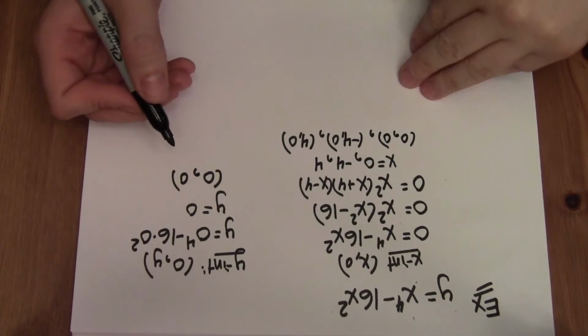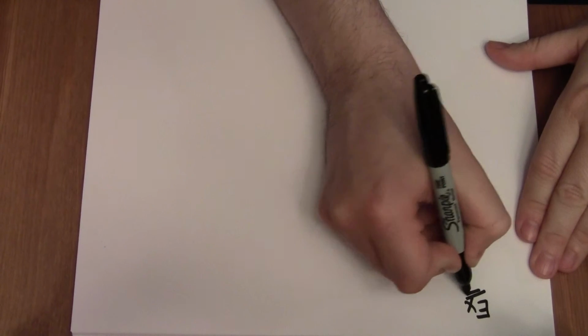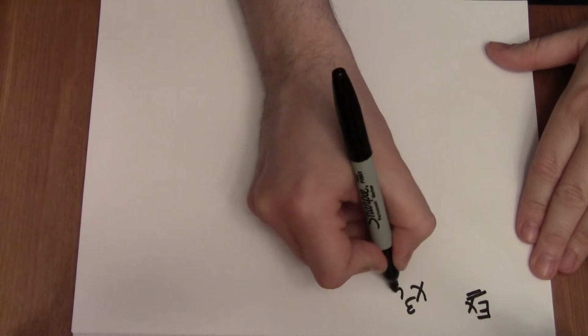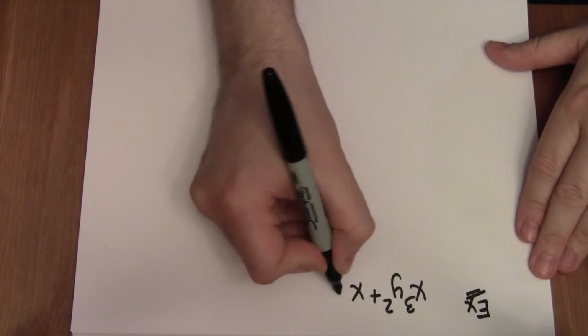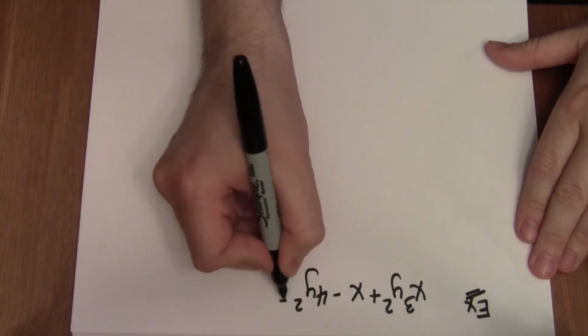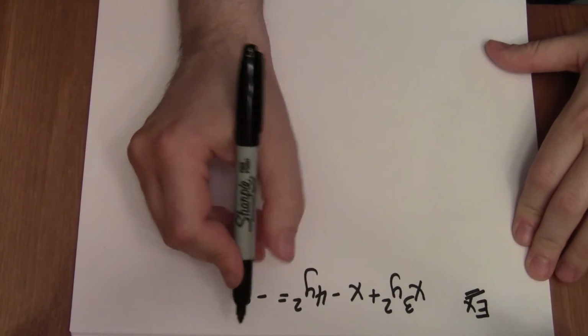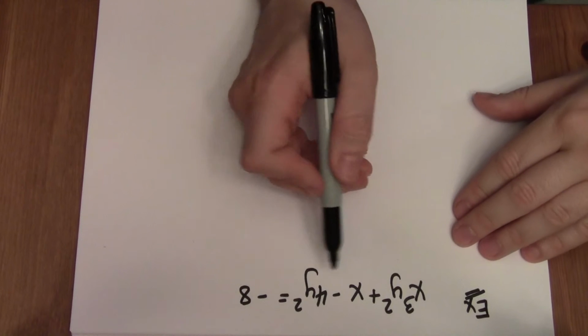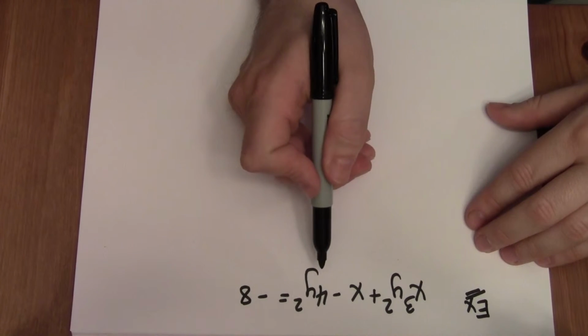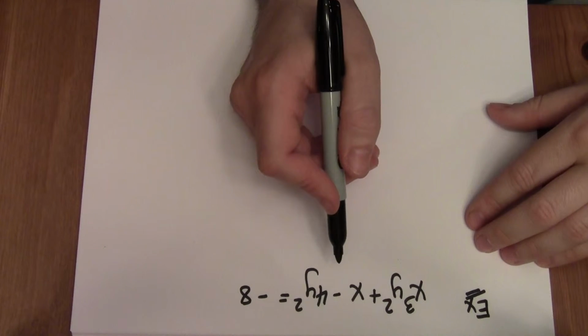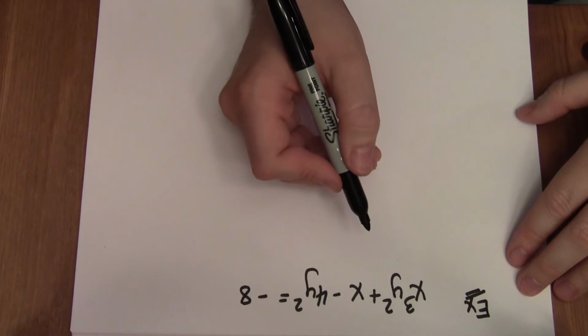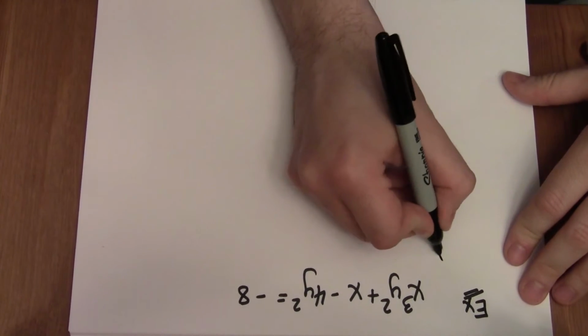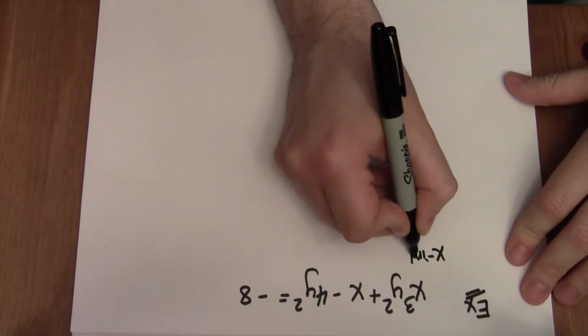One more of these. Let's take a look at the curve given by the formula x to the third y squared plus x minus 4y squared equals negative 8. This is an example of an implicit formula where the x's and y's are mixed together, as opposed to an explicit formula, something in the form y equals.